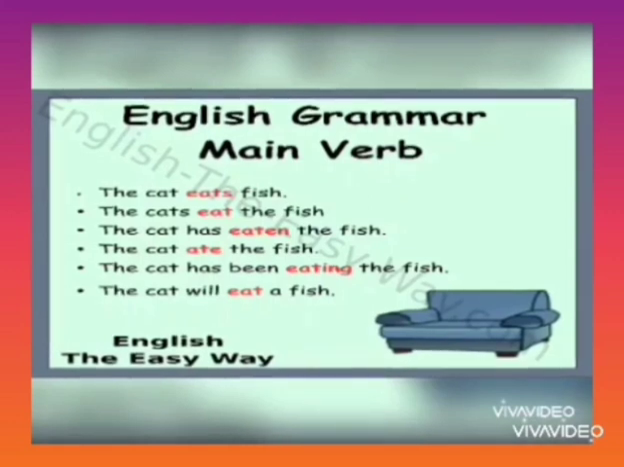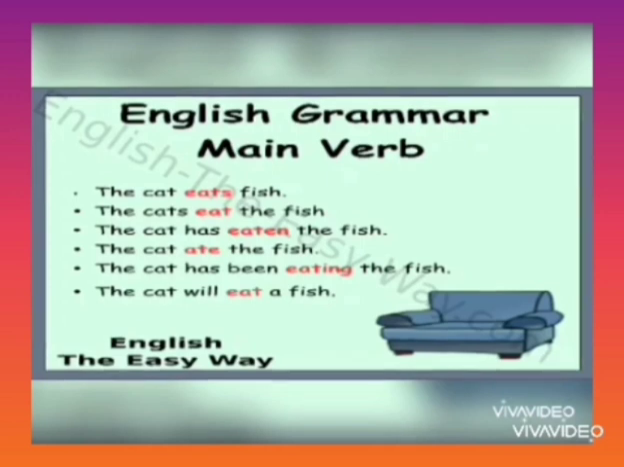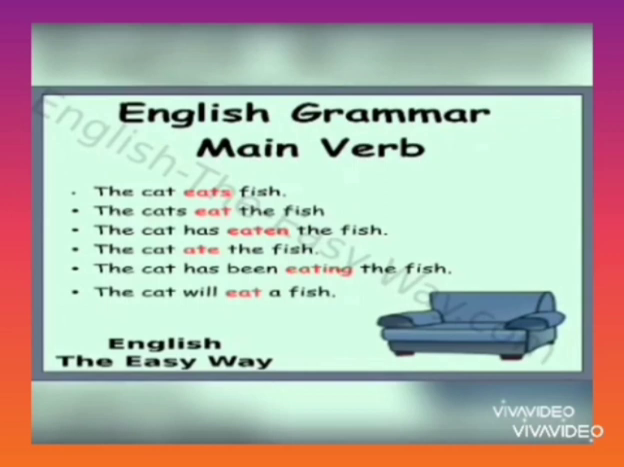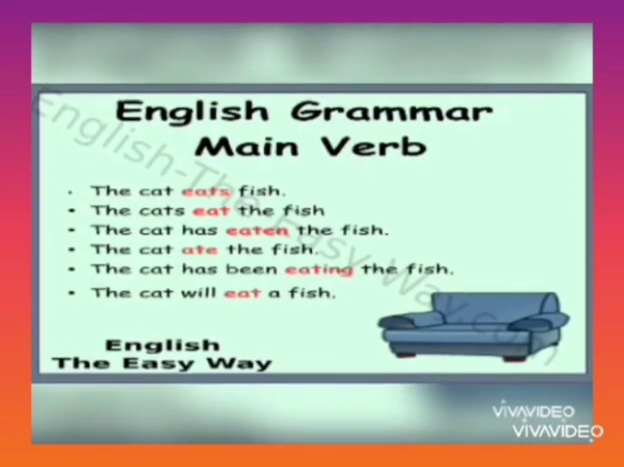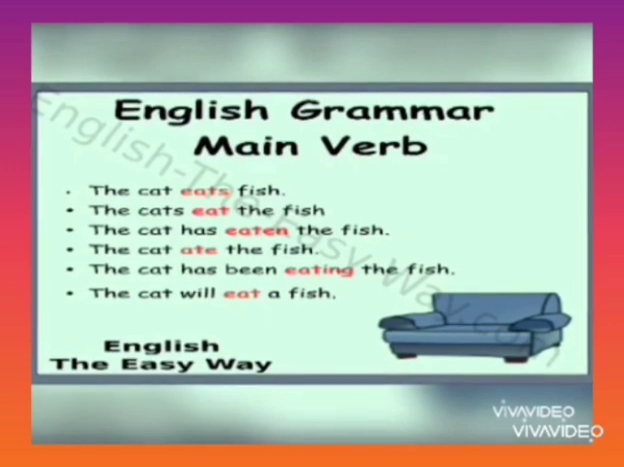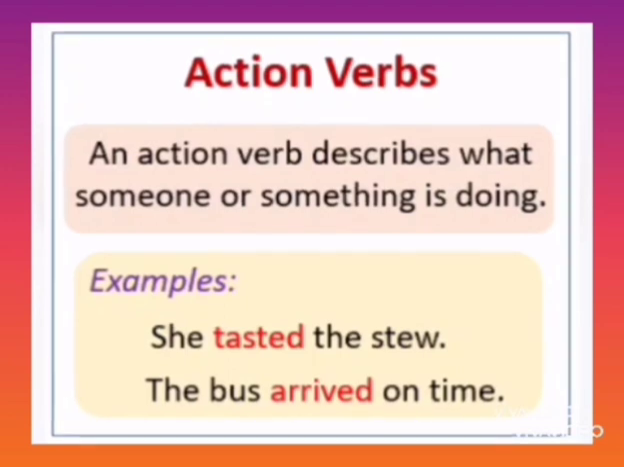Look at these sentences. The cat eats fish. The cats eat the fish. The cat has eaten the fish. The cat ate the fish. The cat has been eating the fish. The cat will eat a fish. The cat eats, present tense. Here the cats, plural number, cats, that's why here eat is used. Cat has eaten, present perfect. Cat ate, that is past, and after that future.